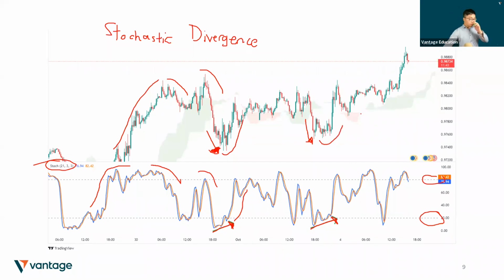So please do not solely rely on these two. As I mentioned, it is not 100% accurate. Also, please implement other confluences such as your Fibonacci lines, your smart money concepts, Wyckoff, or trend lines, any kinds of other confirmations before you enter a trade. Do not just rely on only one indicator to enter a trade.